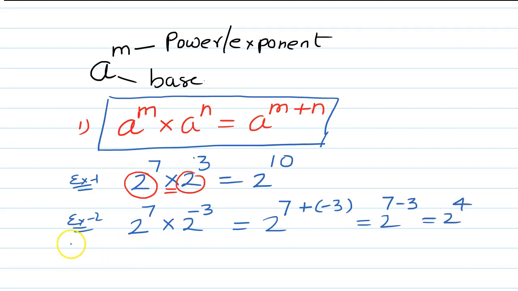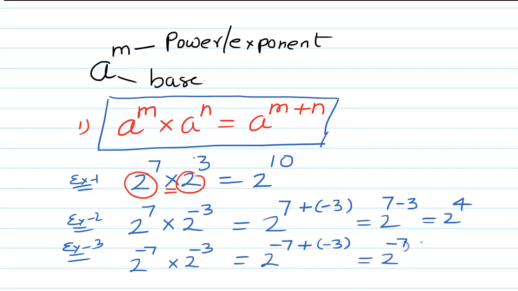Now example 3: 2 to the power minus 7, and here is 2 to the power minus 3. To 2 to the power minus 7 you need to add minus 3. So let's write down 2 to the power minus 7 and minus 3. They both have the same sign, so you add, so it is 2 to the power minus 10. Nice and easy. This formula is really important: a to the power m times a to the power n equals a to the power m plus n. This is your first formula.